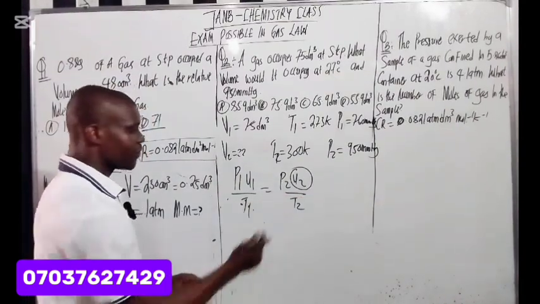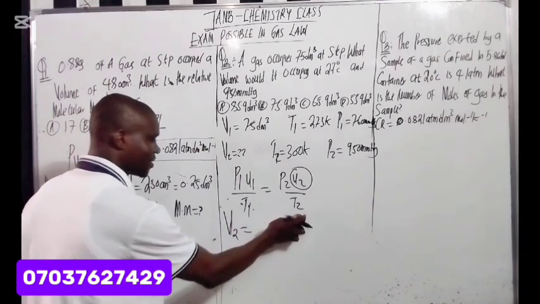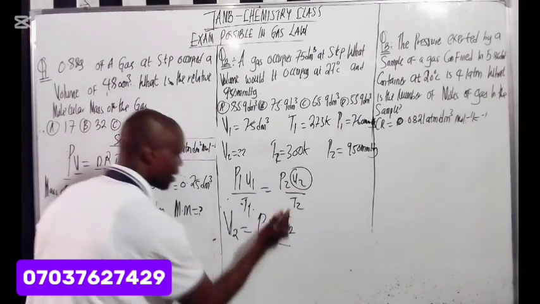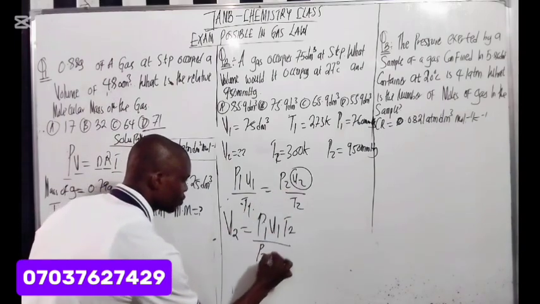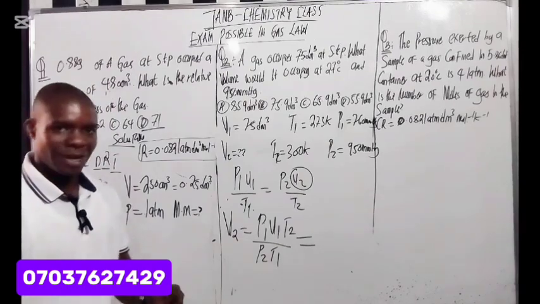V2, right? If you make V2 the subject of the formula, you get V2 equals what? This times this, right? P1 V1 T2 over P2 T1. Just that. So we'll substitute your values.